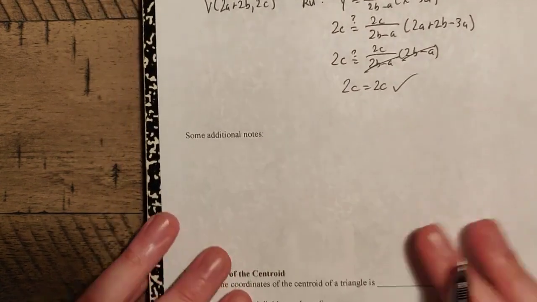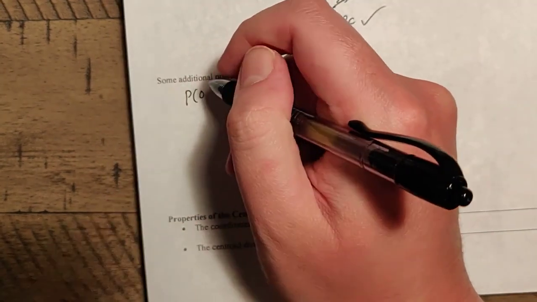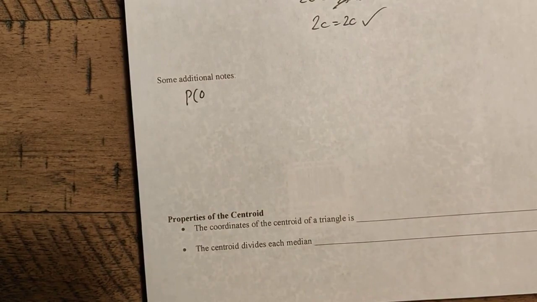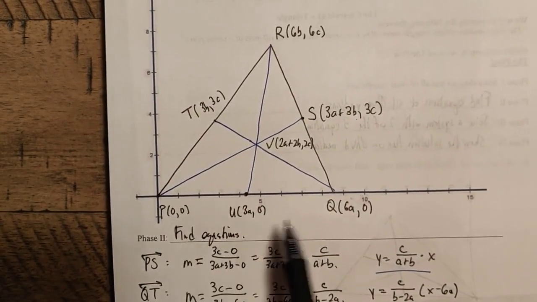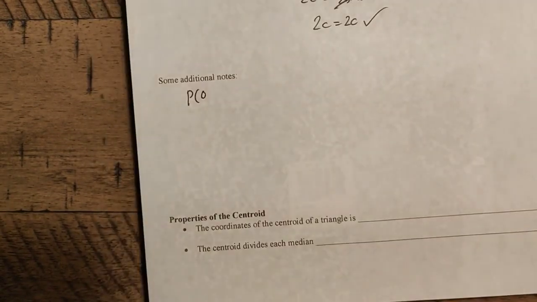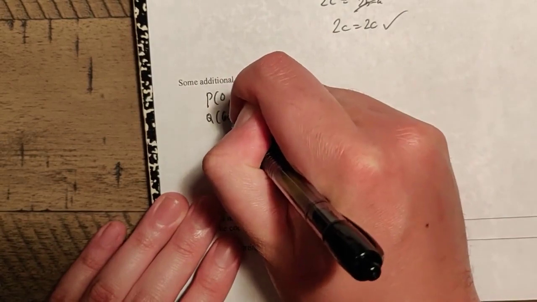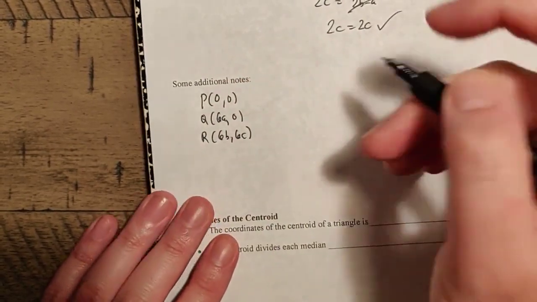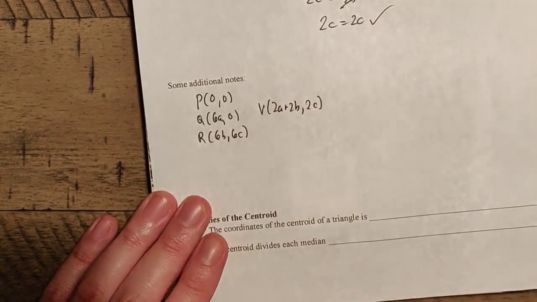So notice, if we go back here, let's take a look at this. If you remember, back in the original picture that we had to start, let's look at the coordinates yet again. (0, 0), (6a, 0), and (6b, 6c). So P is (0, 0), Q is (6a, 0), and R is (6b, 6c) here. And then we also have V as (2a + 2b, 2c) here.